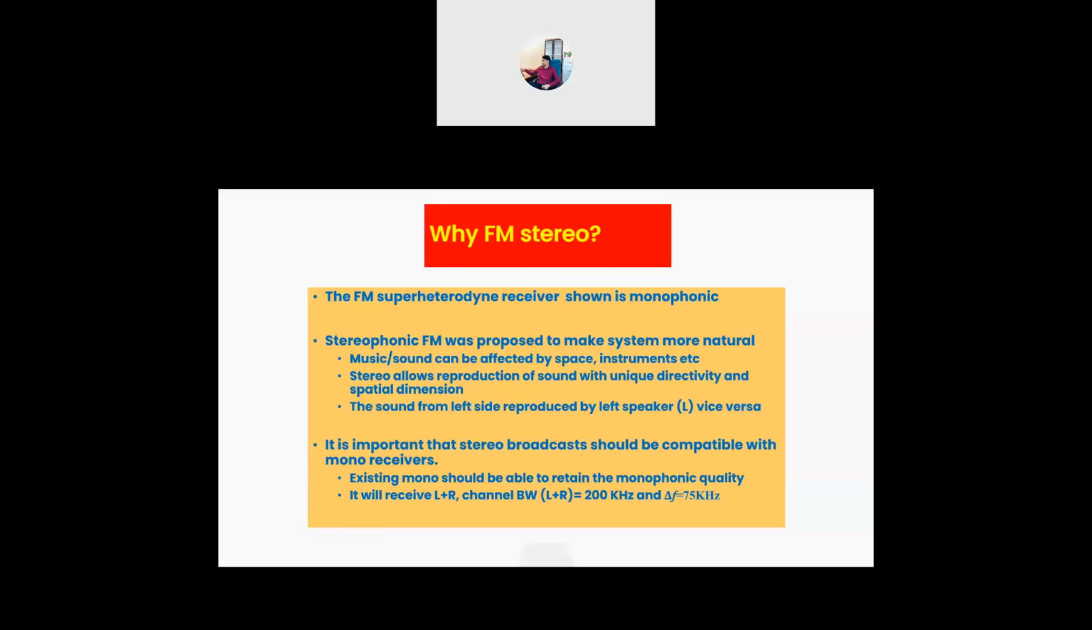It is important that stereo broadcast should be compatible with mono receivers. If it's not compatible, of course there will be a problem. Existing mono receivers should be able to retain the monophonic quality, so they will receive left plus right, with channel bandwidth for left plus right equal to 200 kilohertz with a frequency deviation of 75 kilohertz.